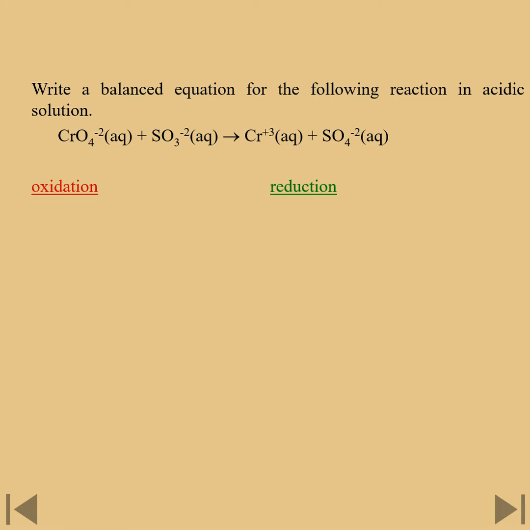What about the oxidation number of sulfur in sulfate? Well, what minus 8 is negative 2? Positive 6. So the sulfur in sulfite is being oxidized to the sulfur in sulfate, where the chromium in chromate is being reduced to the chromium in the chromium 3 ion.